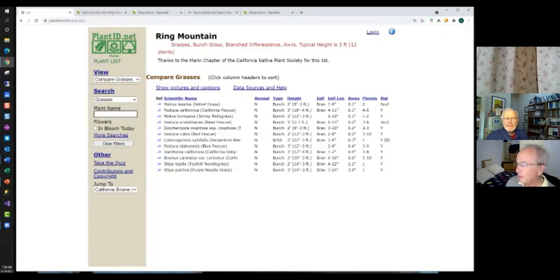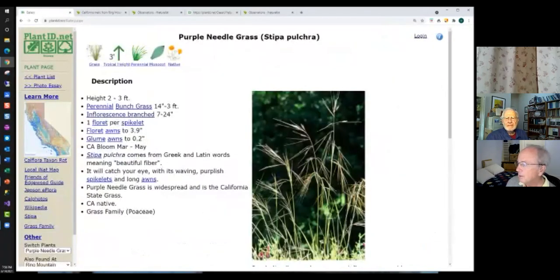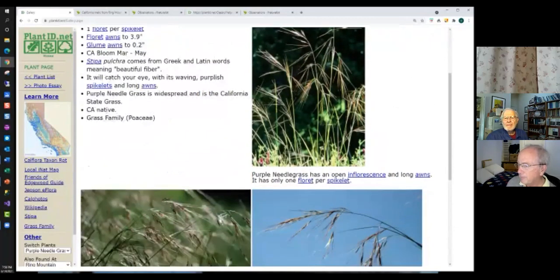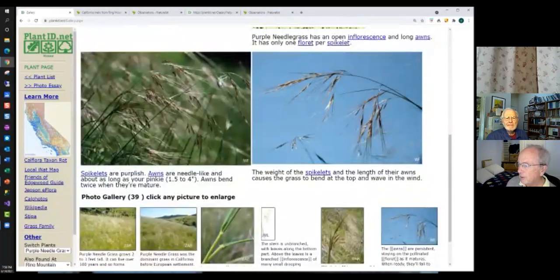So for instance, if I look at the purple needle grass, I'll see purple needle grass has an open inflorescence and long awns. It has only one floret per spikelet. Spikelets are purplish. Awns are needle-like and about as long as your pinky, 1.5 to 4 inches. Awns bend twice when they're mature. The weight of the spikelets and the length of their awns causes the grass to bend at the top and wave in the wind.